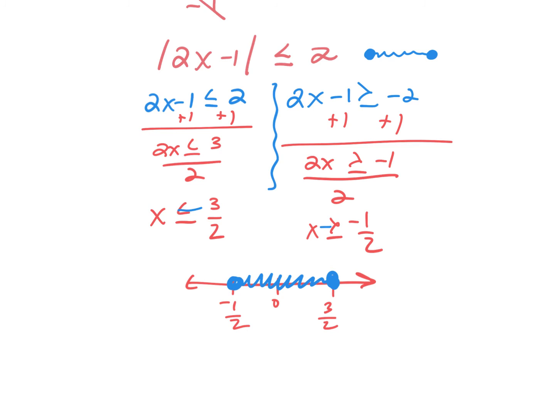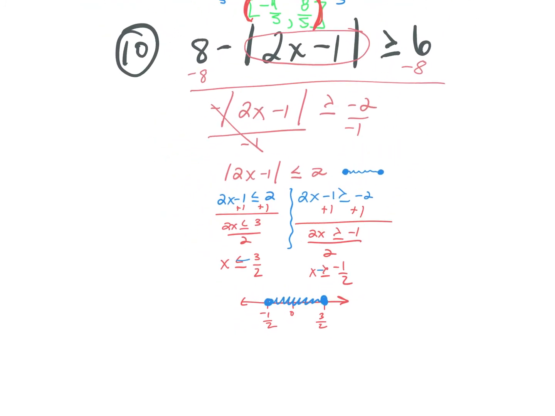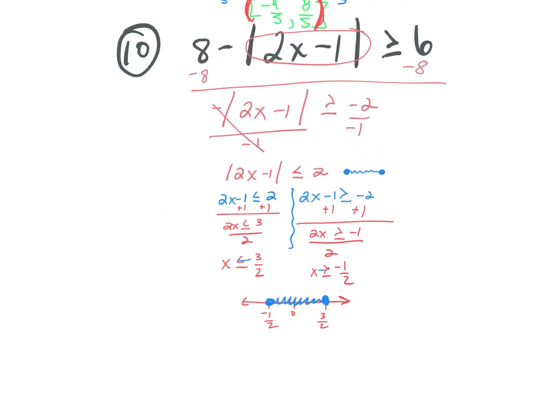What should you plug in just to make sure? 0. If I plug in 0 into the original, what's 2 times 0? Minus 1. Negative 1. What's the absolute value of negative 1? So 8 minus 1 is 7. Is 7 greater than or equal to 6? Yes, we're good.